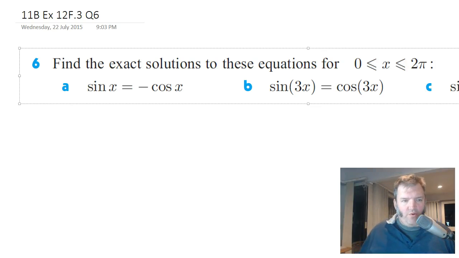All right, back with another question from 12F.3. This time question 6. Find exact solutions to these equations for x between 0 and 2 pi, and we've got sine x equals negative cosine x.